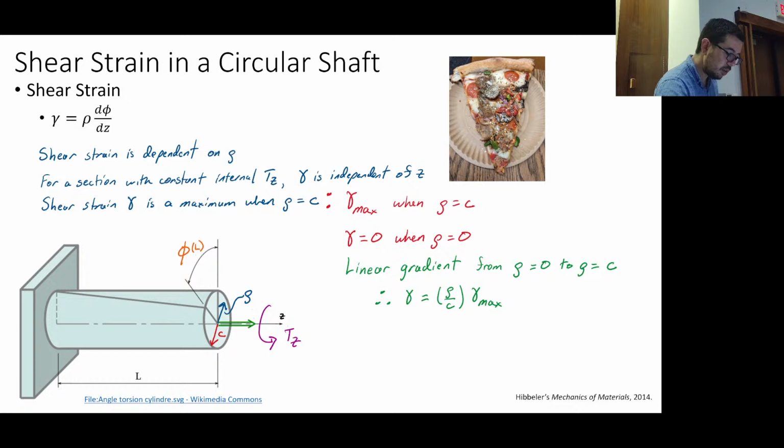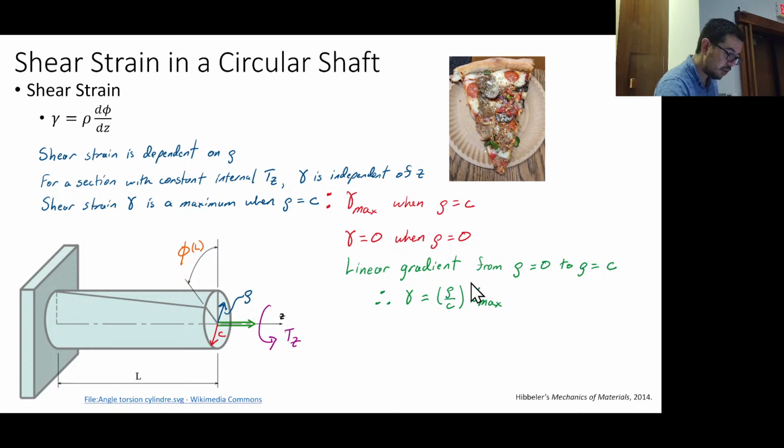When rho is inside the annular crust, it's less than when it's on the outside of the crust. Gamma is max when rho equals c, and gamma equals 0 when rho equals 0. Yes, we said that already. And there's a linear gradient from rho equals 0 to rho equals c. That's true too. So we can say that gamma at a different radius, a different rho, is proportional to the maximum strain.